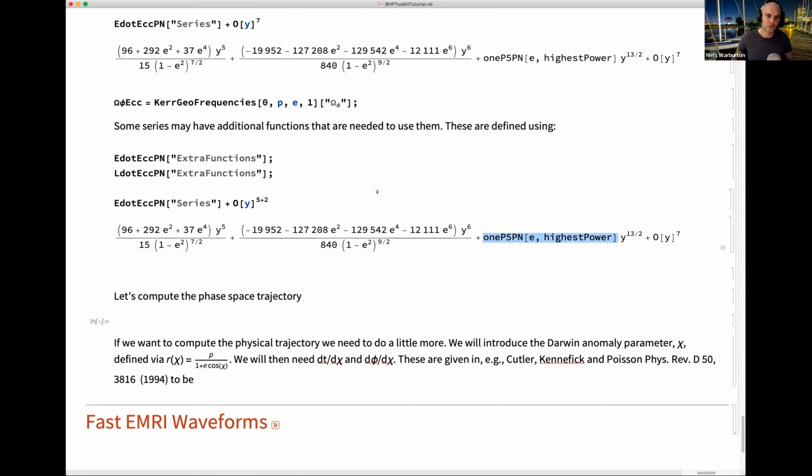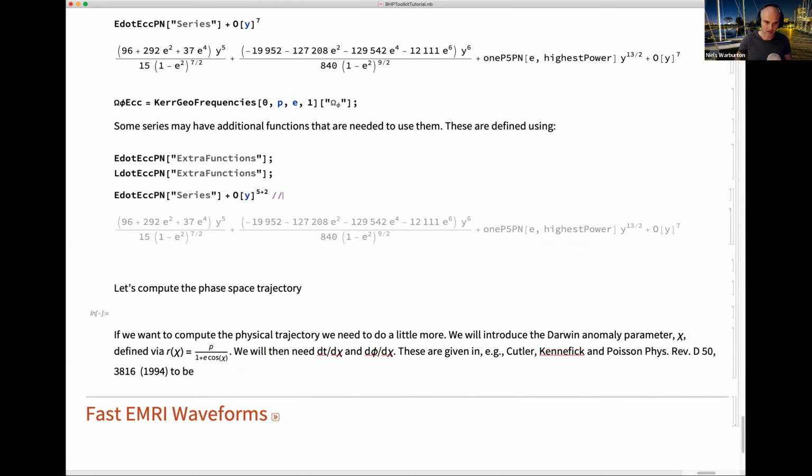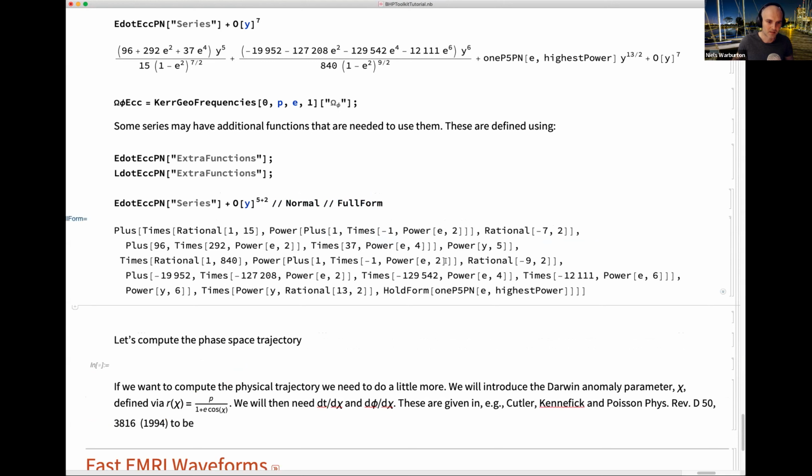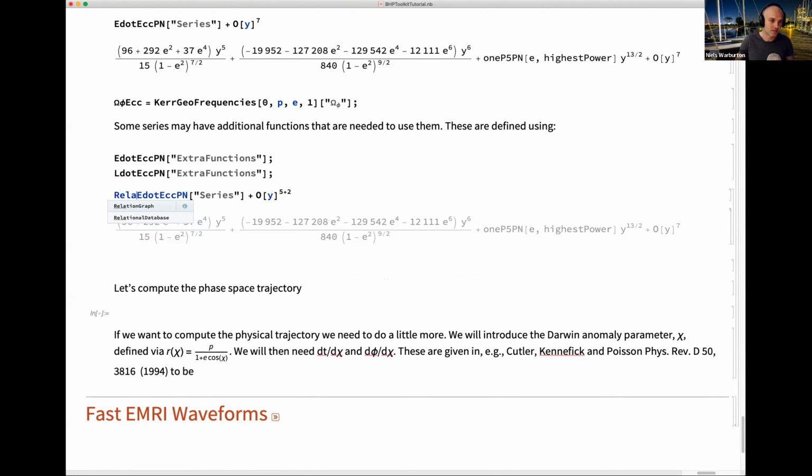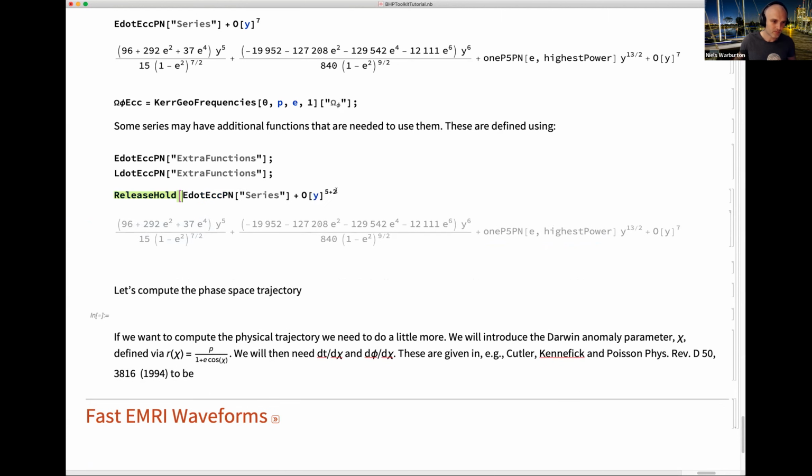If you look at the full form of this, you can see there's a HoldForm that appears here, so that stops this being evaluated. If you don't know Mathematica, don't worry, it's just a way of saying don't evaluate this just yet. The way you can get rid of that is by using ReleaseHold. That'll give you an error because we also need to define this highest power.